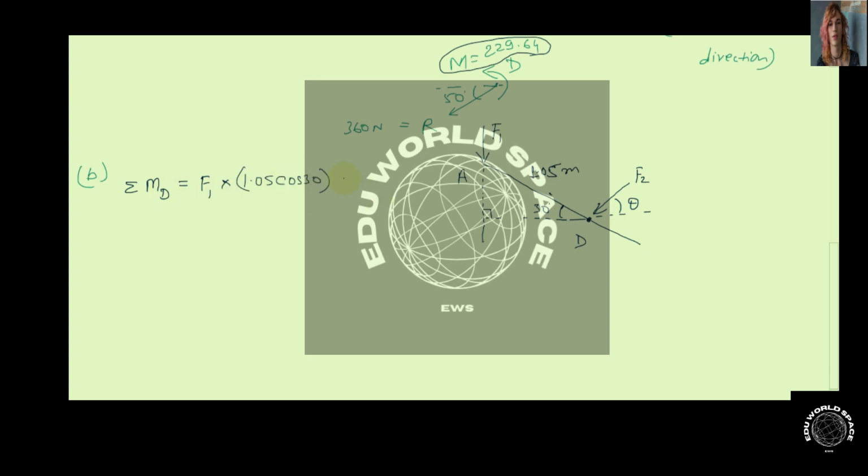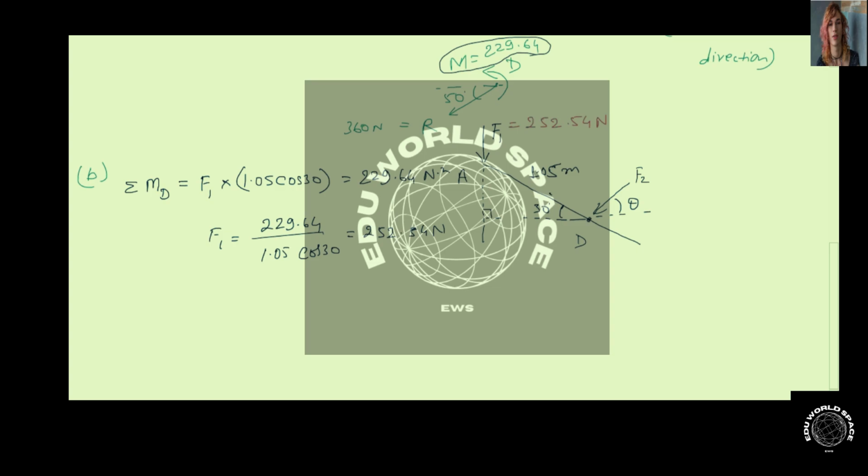And the equivalent moment we have calculated here was 229.64 Newton meter. So from here we can get the value of F1, which will be equal to 229.64 divided by 1.05 cos 30, and it comes out to be 252.54 Newton. So we got the value of F1, that is 252.54 Newton. Now the two unknowns that remain are F2 and theta.